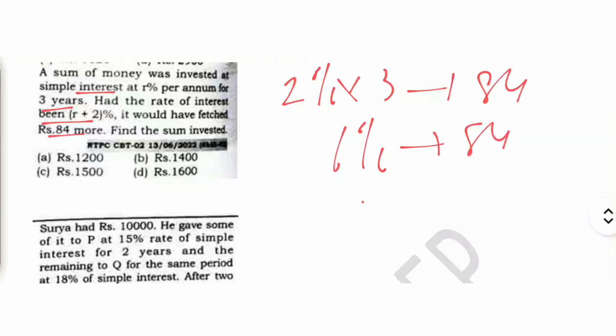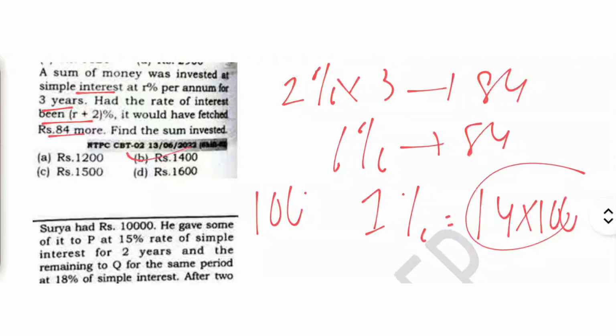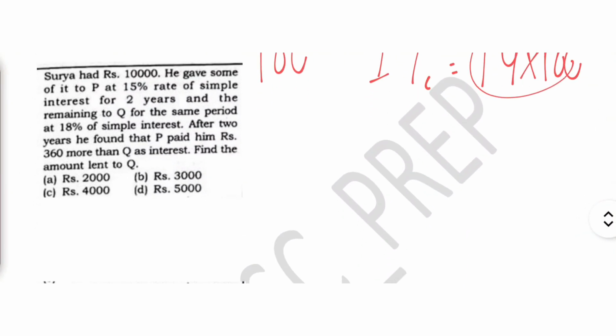6% is 84. 1% is how much? 6 1s are 6, 6 4s are 24. Then 100% is how much? Into 100, which is 1400.